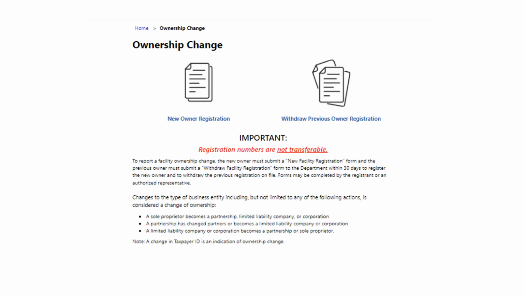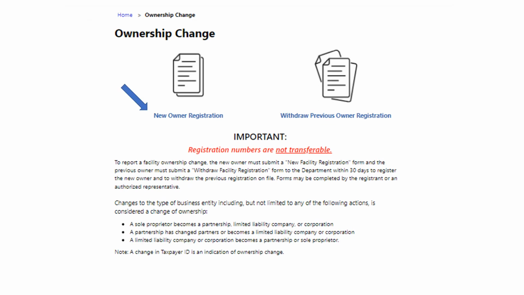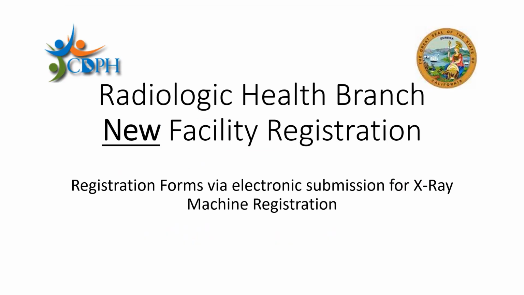On this page, choose the option for you as either the new or previous owner. If you purchased the facility from a previous owner, use the form that the arrow is pointing towards. Note: registrations are not transferable. Please click on the new facility registration form tutorial link for assistance filling out this form.